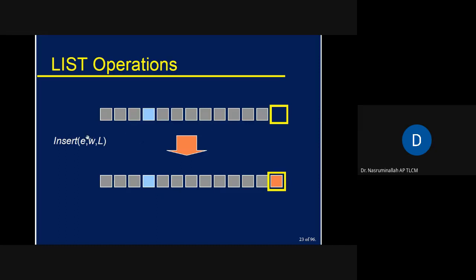If you are applying the insert operation and the window where we are interested to insert the new element is at the end of the list, you can see the end of the list is already empty. So the new orange colored square block will be automatically inserted at the end of the list without shifting any existing element within the list, and the new list will be returned.